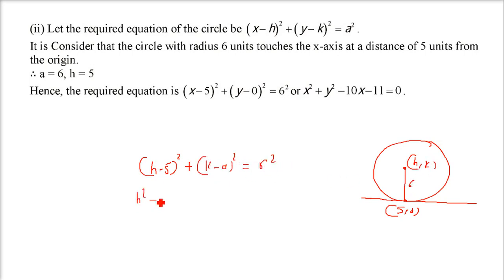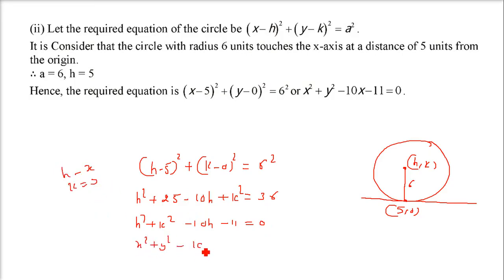This is h square plus 25 minus 10h plus k square equals 36. So we get h square plus k square minus 10h, and 25 minus 36 will be minus 11, equals 0. Now since this is a locus, we have to replace h by x and k by y. So this is x square plus y square minus 10x minus 11 equals 0. So this is the solution.